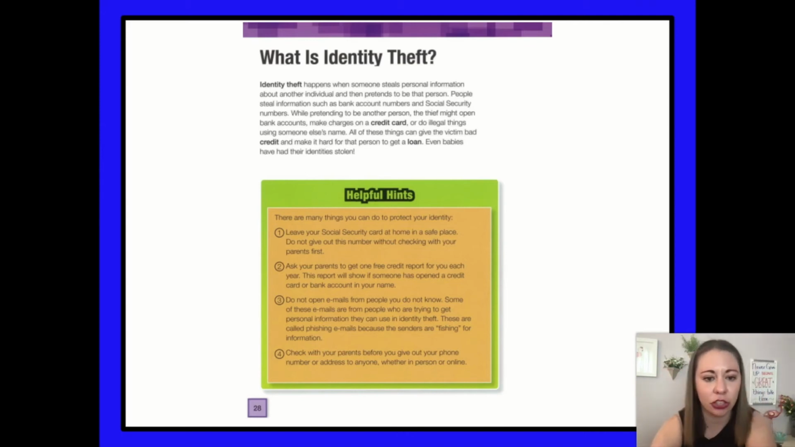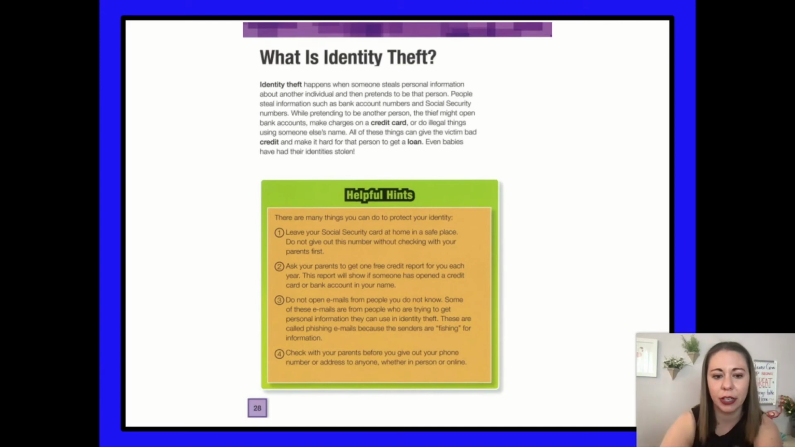Number 3, do not open emails from people you do not know. This is super important, guys. Some of these emails are from people that are trying to get personal information that can be used in identity theft. These are called phishing emails because the senders are phishing for information.